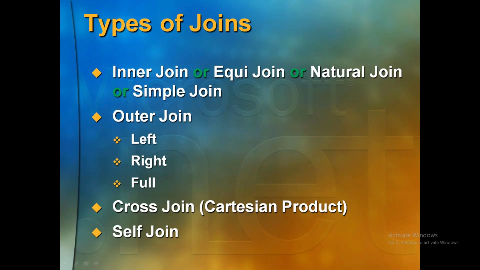Types of joins in SQL. Not only in SQL Server, Oracle, MySQL, Teradata, Netezza, any SQL software you're talking about. These are the joins we have: inner join, or equi join, or natural join, or simple join. We can have outer, and in outer we have left, right, and full. Then cross join, Cartesian product, and self join.